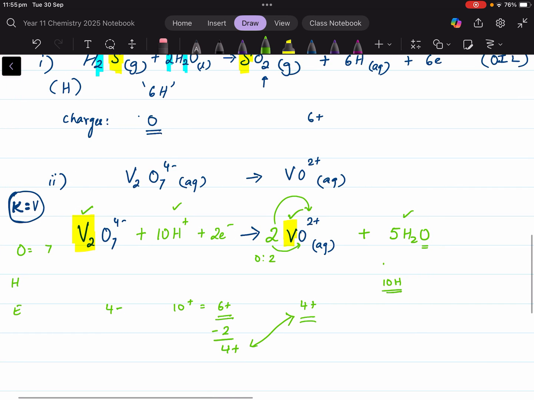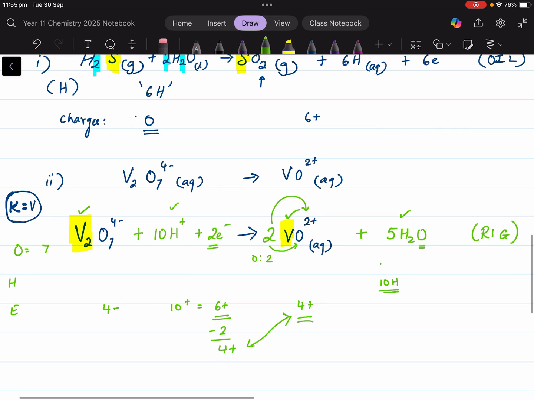And what I can see here is this is RIG. This is reduction, which is gain of electrons. So these electrons are being gained by the species. So therefore this is reduction.